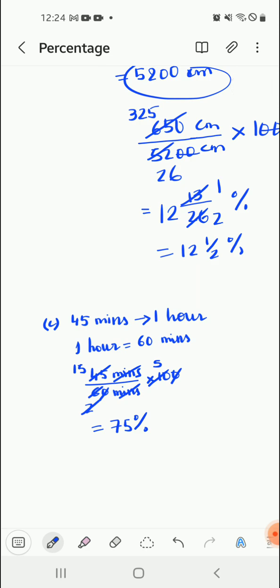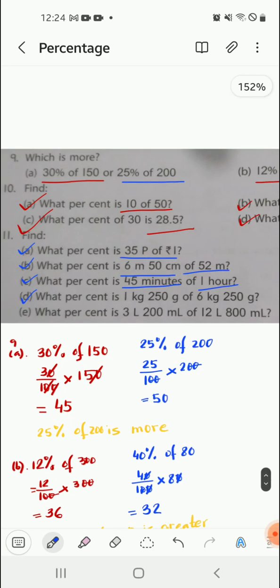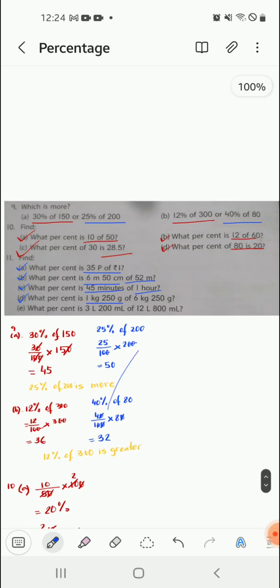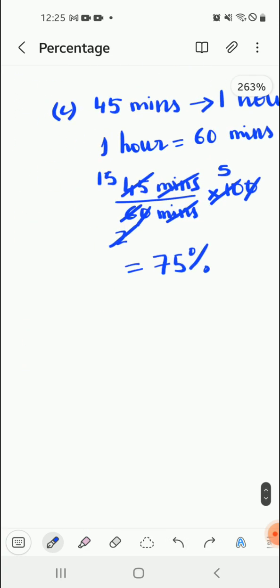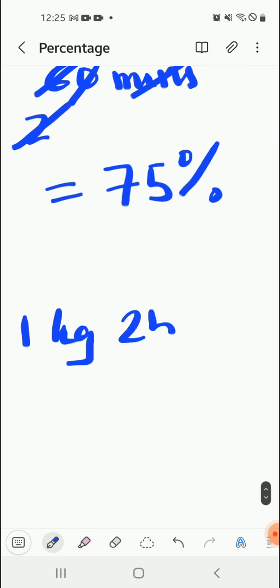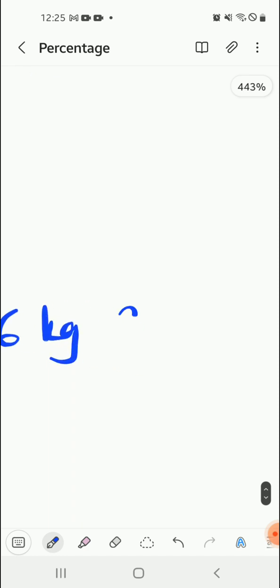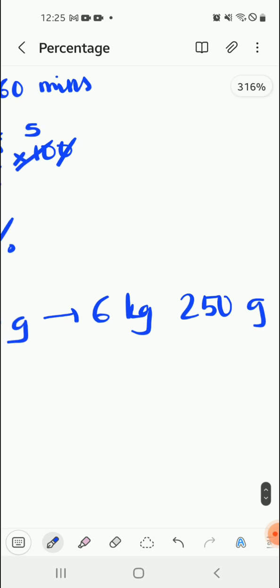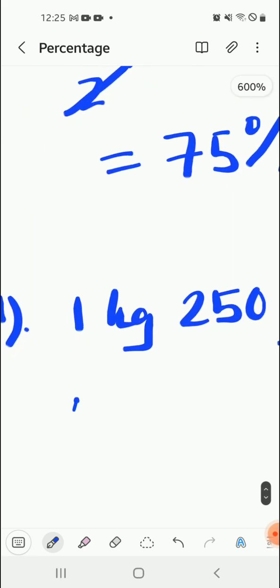Moving on to the next question, 11D. What percent is 1 kg 250 gram of 6 kg 250 gram? So it is 1 kg 250 gram in terms of 6 kg 250 gram. Again we have got mixed units, so let's convert this into a single unit. Kg being the bigger unit, we will convert kg into gram.